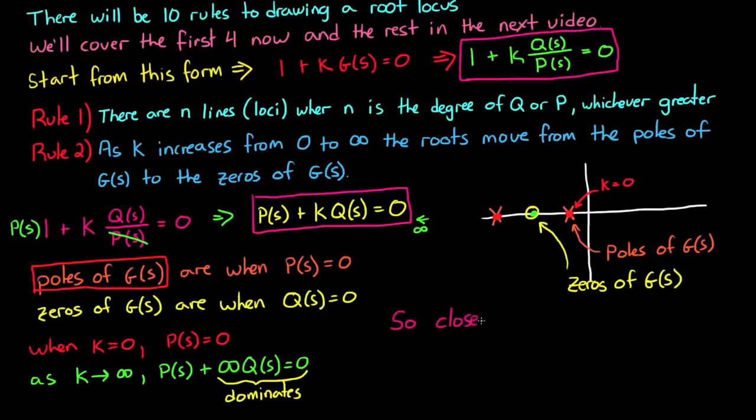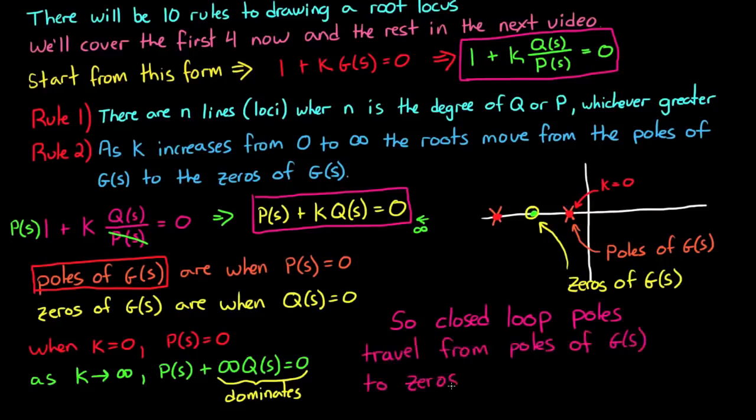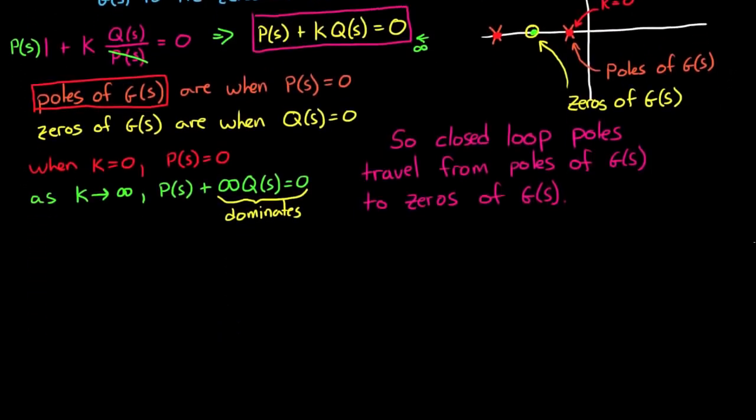And this is exactly what rule number 2 says. The closed loop poles of a system move from the open loop poles to the open loop zeros as k is increased from 0 to infinity. So then you might ask, what happens if there's more poles than zeros, or more zeros than poles? Where do the lines travel to and from then?